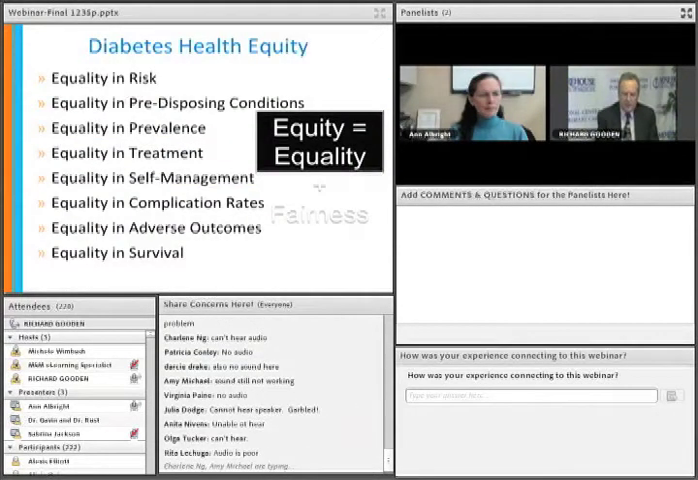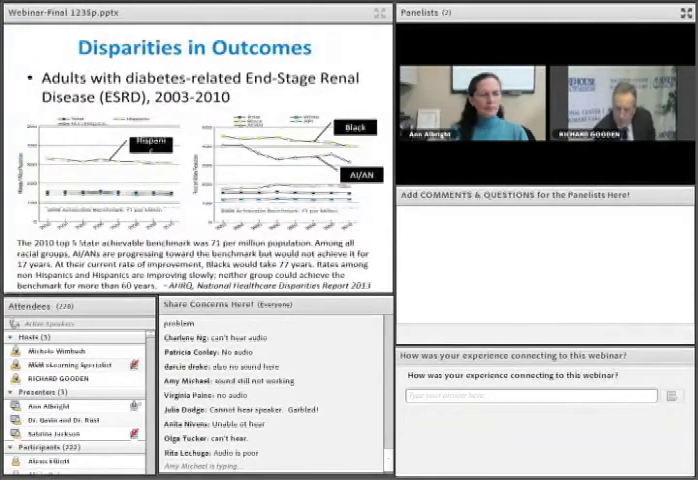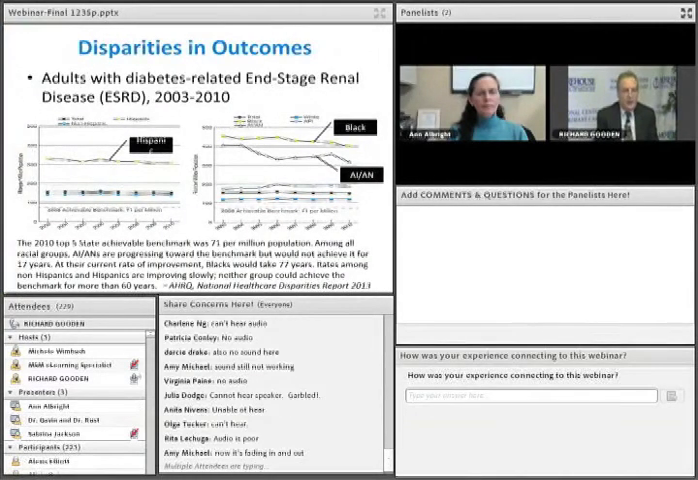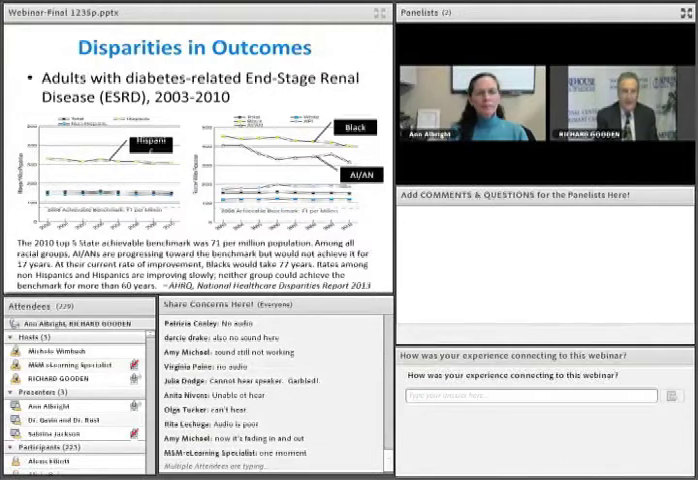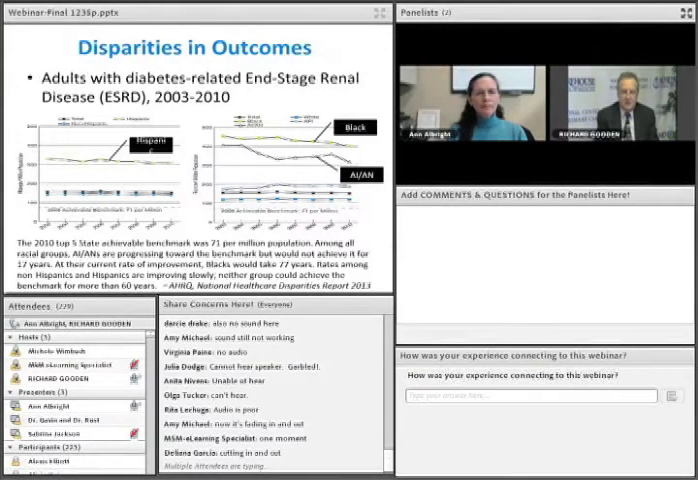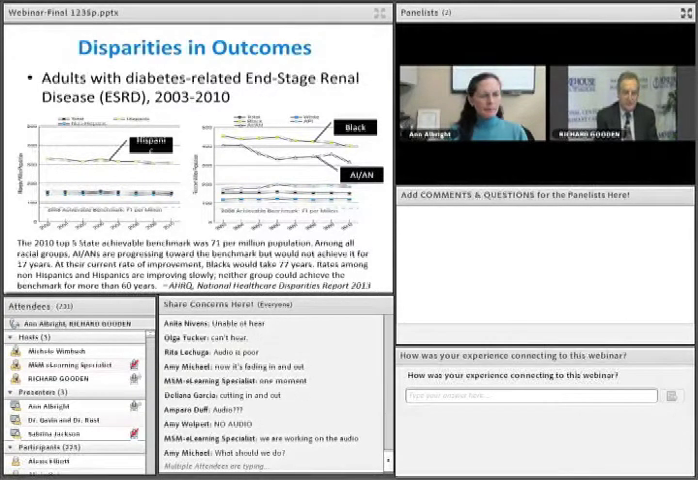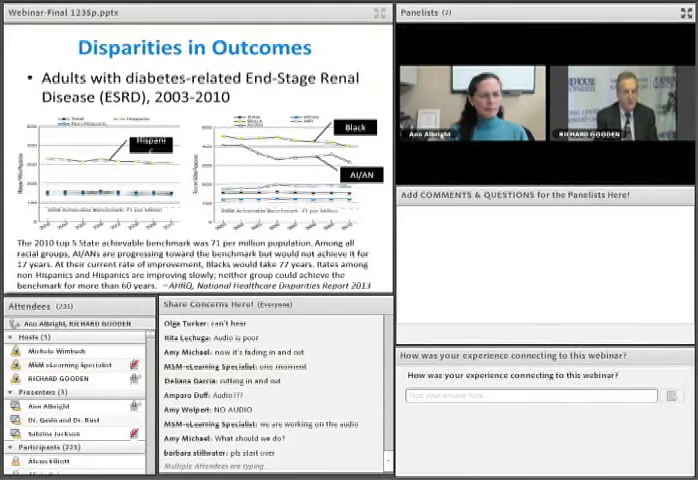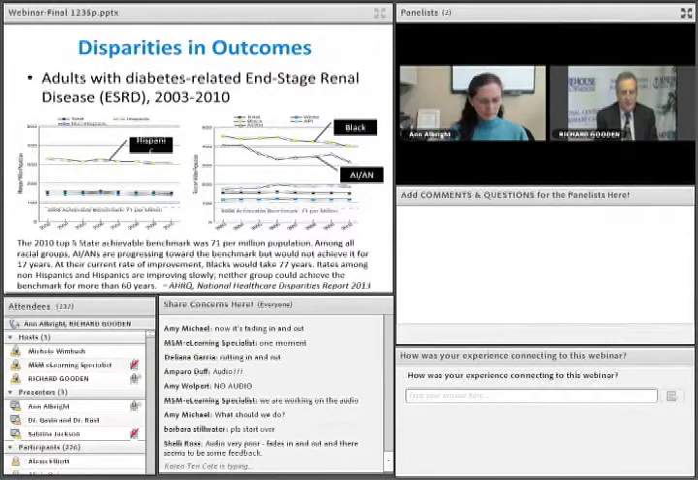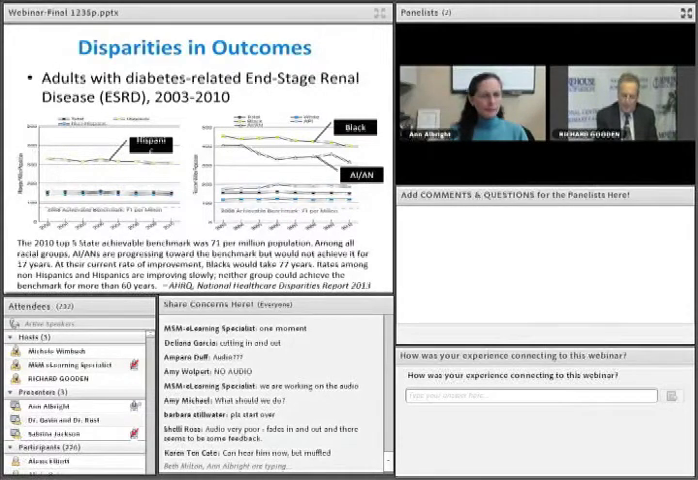Now, I'm not going to go into a lot of detail on the statistics of disparities, but I wanted to show this one slide to demonstrate two things. One is that the disparities are persistent and pervasive, and they've been around a long time. But the other thing I wanted to point out with this slide, which shows disparities in diabetes-related end-stage renal disease over the past decade, is that the resolution of disparities is possible. Disparities are not inevitable, but health equity is achievable.